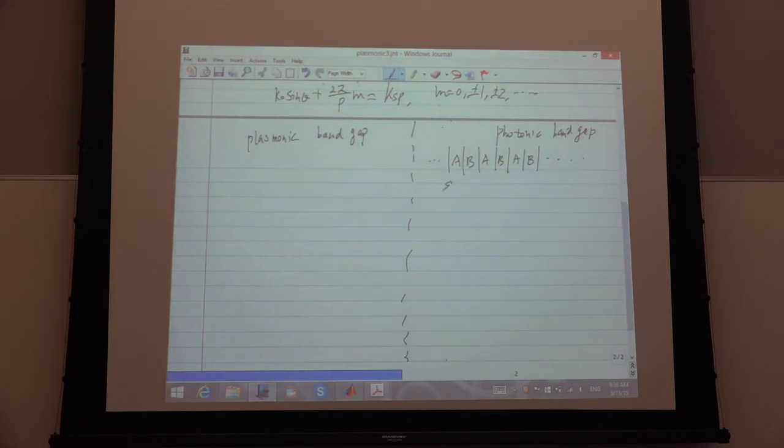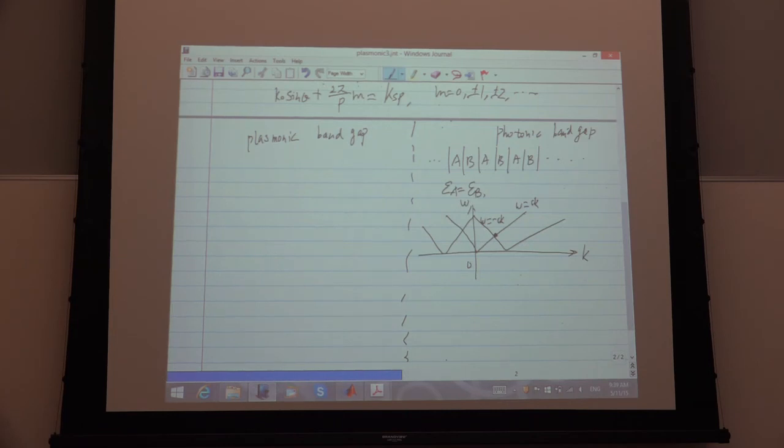If I assume that epsilon A equals epsilon B, there's no perturbation, so everyone knows this dispersion curve, something like this. I do the periodic expansion, and at this point, this is a standing wave because it has omega equal to ck and omega equal to minus ck. You learned this in photonic crystals. This is the standing wave point.